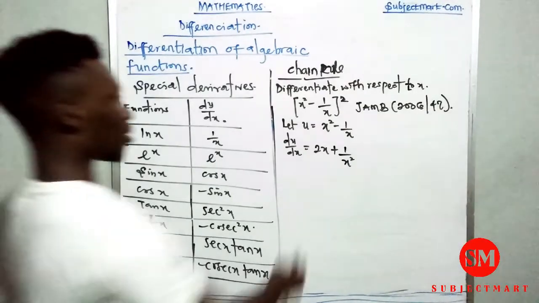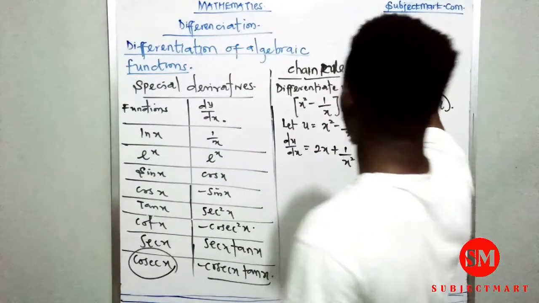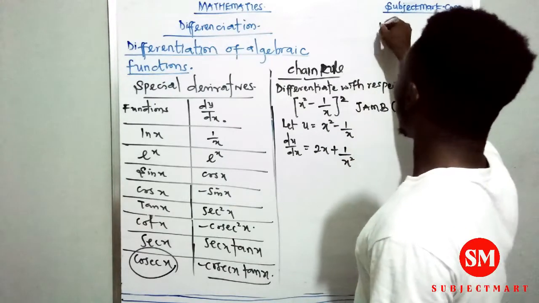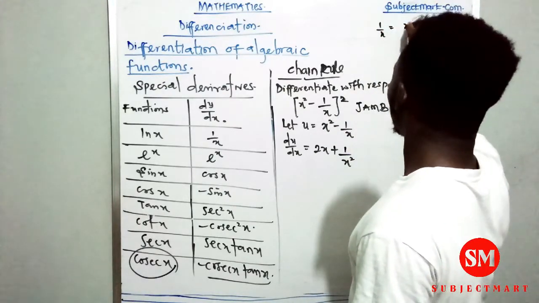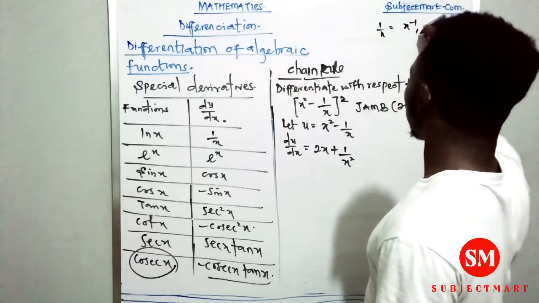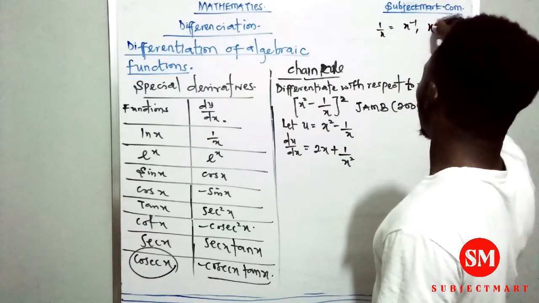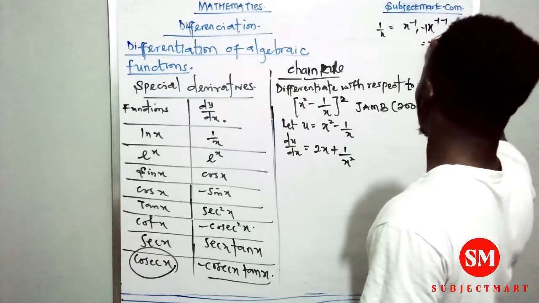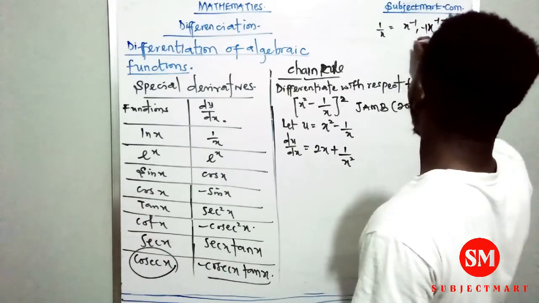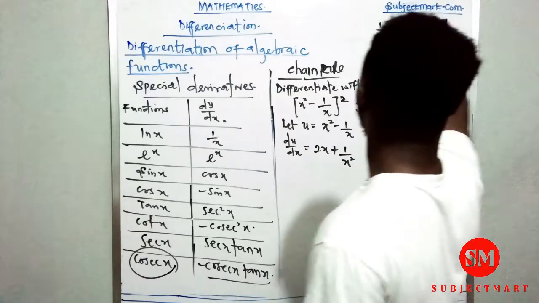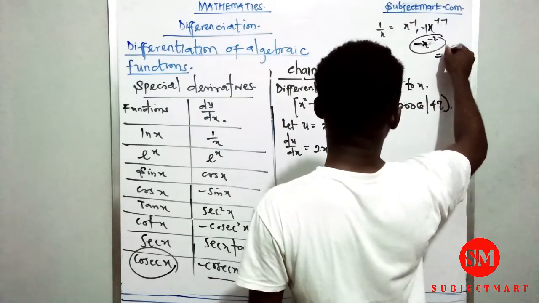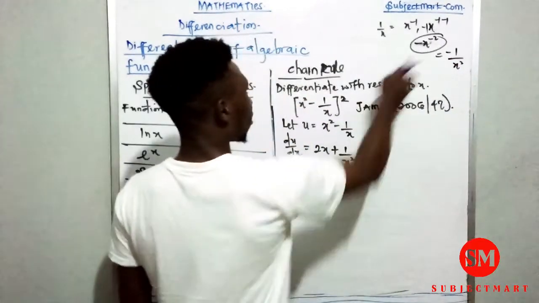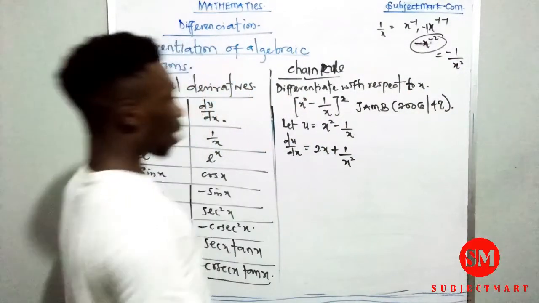How did I get this? To explain better, if I differentiate this, 1 over x becomes x raised to power minus 1. Differentiating this becomes minus 1 times x raised to power minus 1 minus 1, that is minus x raised to power minus 2, which with the positive reciprocal is equal to minus 1 over x raised to power 2. So bringing it here, minus times minus is plus. Now we have this.